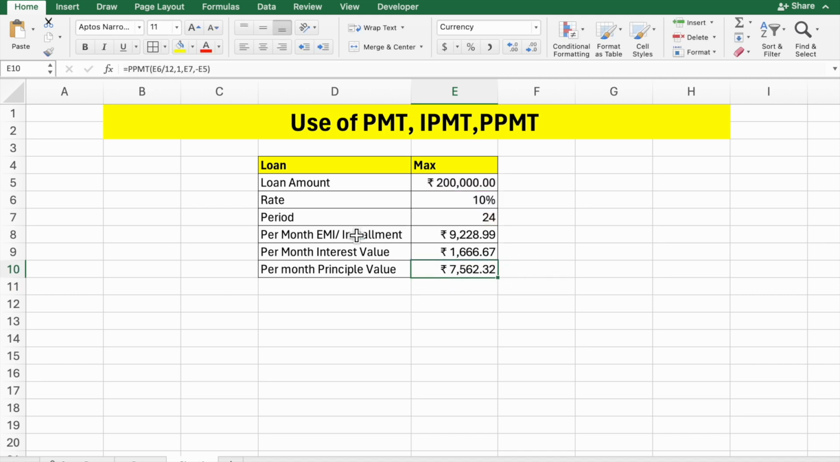So you will see that he has to pay a per month EMI installment of 9,228 rupees, in which the interest is 1,666 and the principal value is 7,562. Okay, so like this you can use PMT, IPMT and PPMT in Excel.